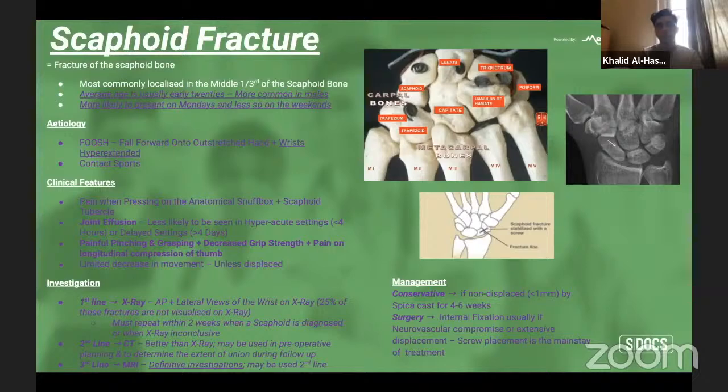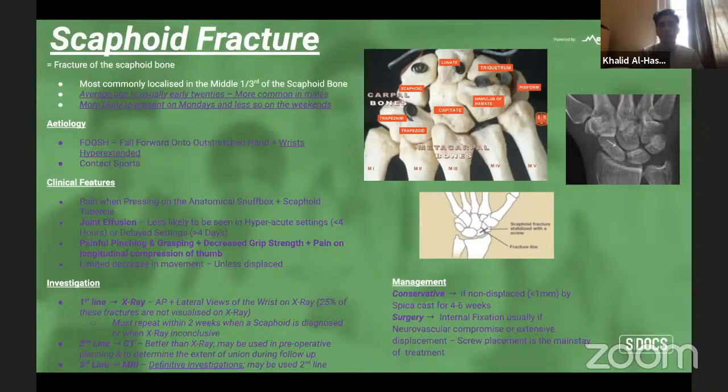So, the clinical features of this. Pain when pressing on the anatomical snuffbox plus the scaphoid tubercle. The anatomical snuffbox is a structure located close to the radial artery and adjacent to the scaphoid. It is bordered by 3 tendons: the abductor pollicis longus, the extensor pollicis brevis, and the extensor pollicis longus. I would recommend that you remember this.